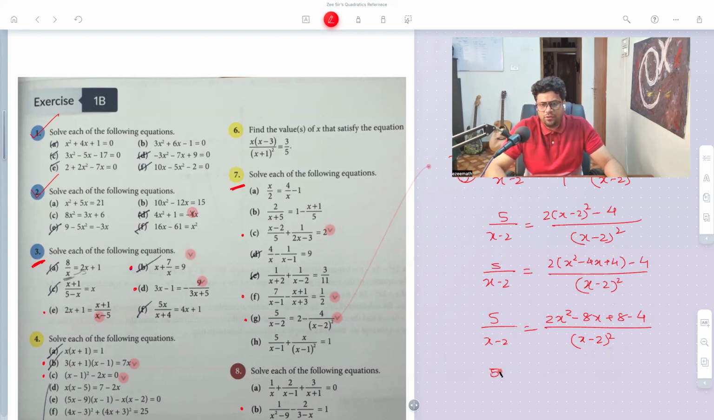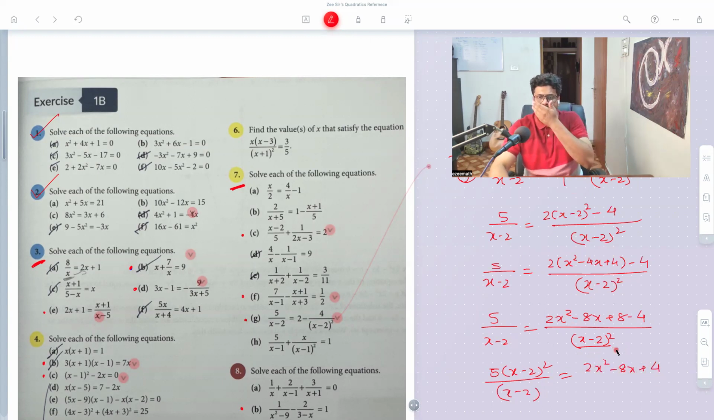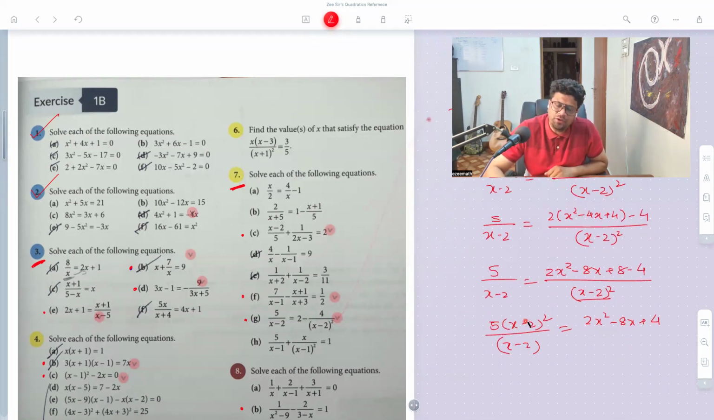Well, you can go 5 multiplied by (x − 2)². This whole thing moves to the left now. And there you have 2x² − 8x + 4. The trick that I want you to realize over here: there's a (x − 2)² and there is an (x − 2). You are supposed to divide them.